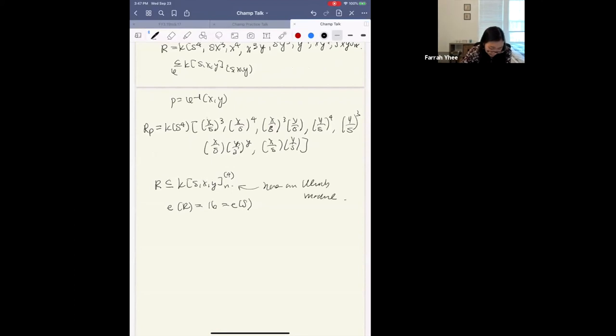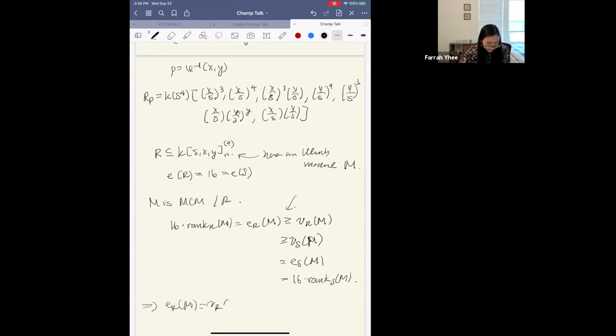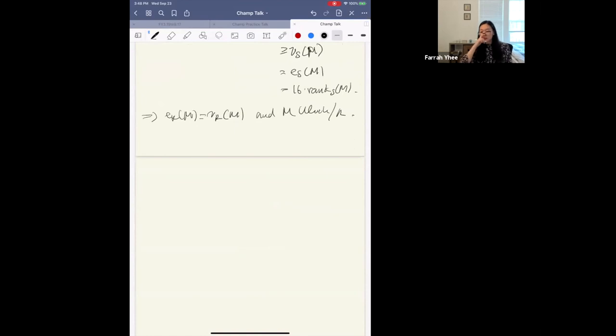Let's say M. Then M is maximal Cohn-Macaulay over R. Now I have 16, which is the multiplicity, times rank of M. This is the same thing as the multiplicity of M. And I want this to be equal to the number of generators, but over the bigger ring you should have the same or fewer generators. And of course it's Ulrich over S, so it all works out. So this shows that e(M) is equal to the number of generators and M is Ulrich for R. So that's that counterexample.